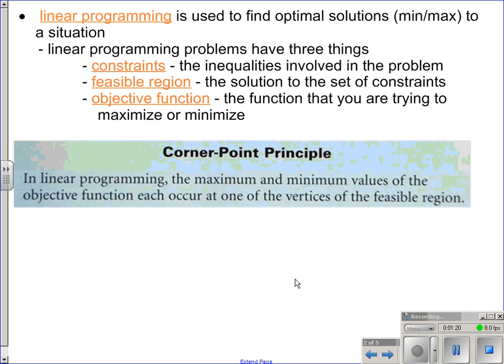Now, to get the maximum or the minimum of that objective function, you have this thing called the corner point principle. Basically, what it says is the maximum or the minimum, depending on what you're looking for, is going to happen at one of the vertices of the feasible region. Okay, copy that down. It's very important.